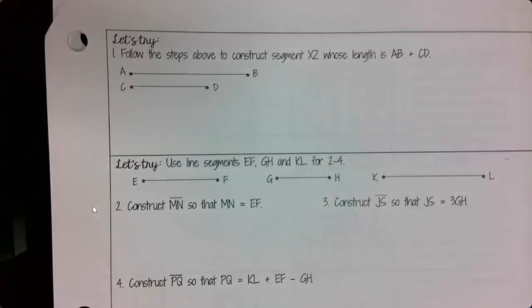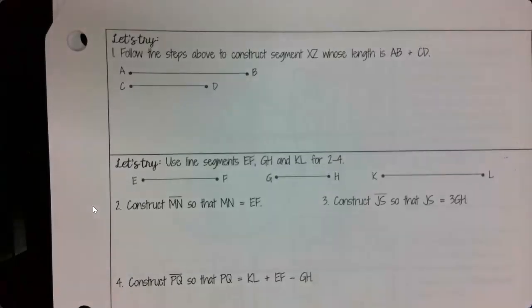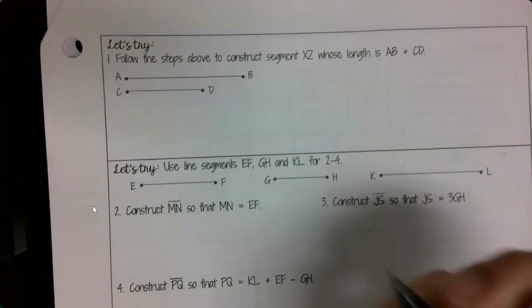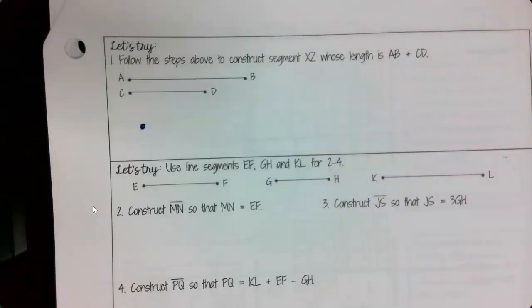Okay, so I'm going to do this again. It wants me to, well, this is a little bit different. This one wants me to construct a segment XZ whose length is AB plus CD. So, on this one, it doesn't give me any points to start off with, so I'm going to draw my own X.